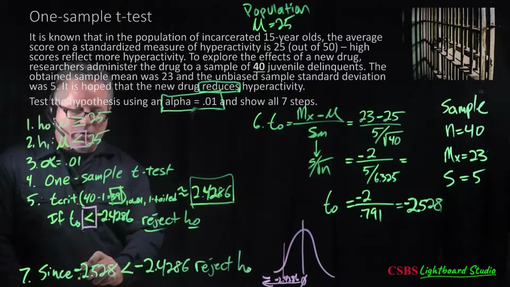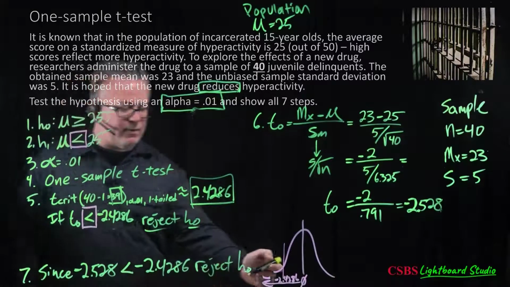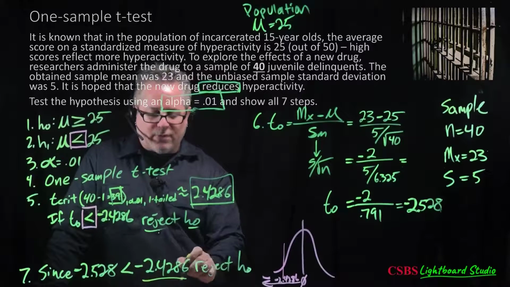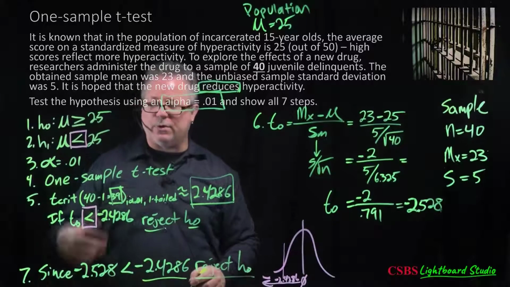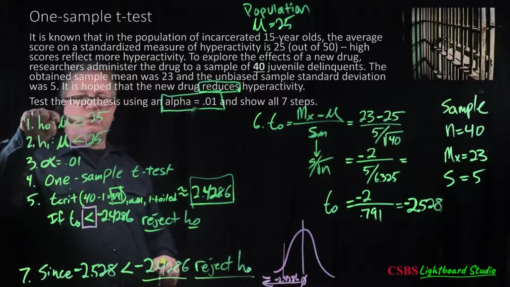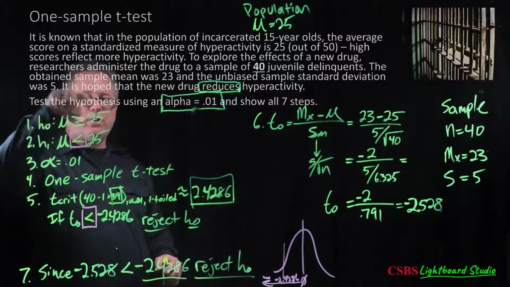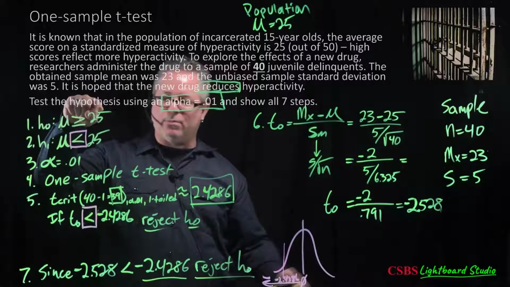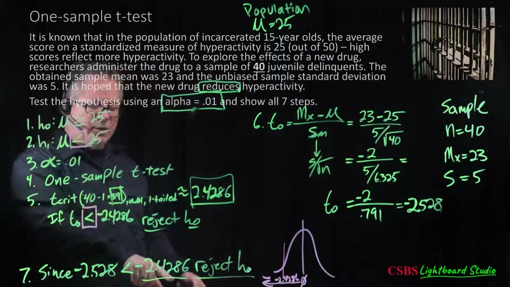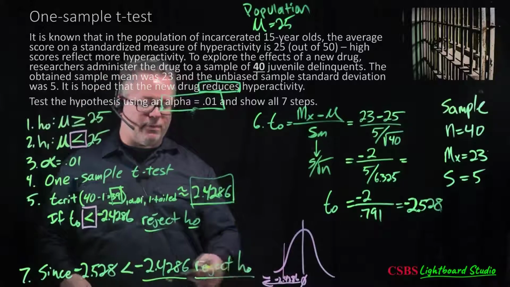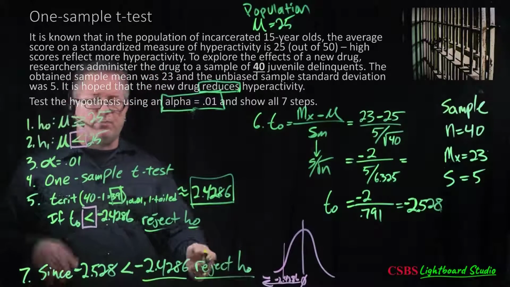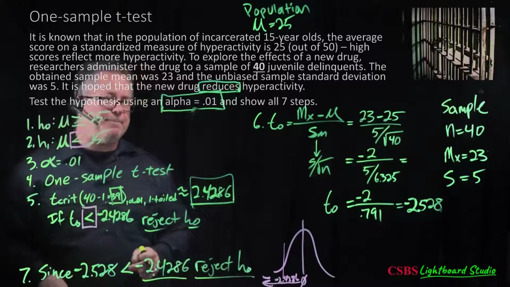So since our t observed is more negative, right? Our value is farther negative, farther out there than our critical value, we're going to reject a null. So remember the null said, I'm expecting a value that's either going to be equal to 25 or greater than 25. That would mean I would have gotten either 0 or a positive number. I didn't get those. I got a number that's far enough out in the tail for me to believe it's not there by chance. Therefore, I can reject the null hypothesis because of that.